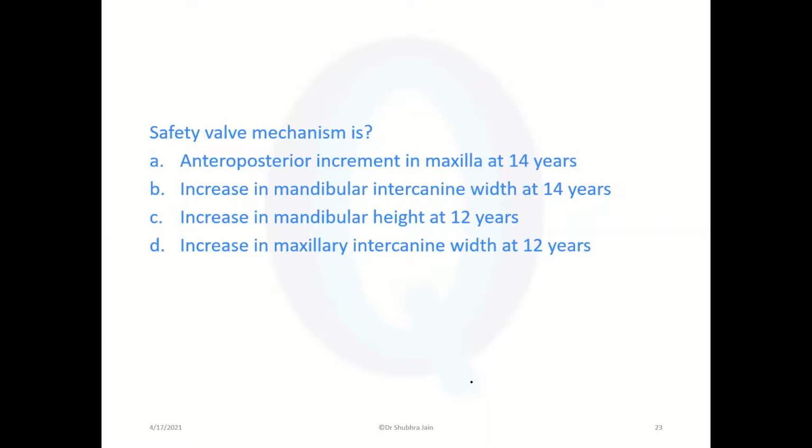Increase in the maxillary intercanine width at 12 years of age to help in the growth of the mandible. Okay.